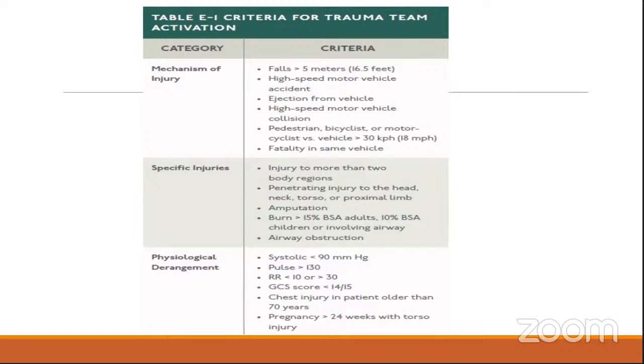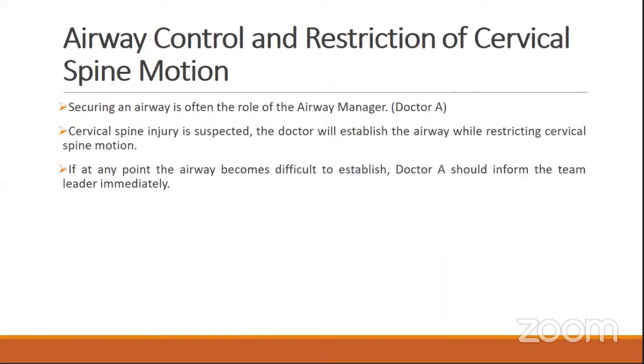Now, physiological derangement, for example, vital signs like systolic less than 90 mmHg, pulse 130, respiratory rate less than 10 or more than 30, GCS score if it is not normal, chest injuries in patients older than 70 years, pregnancy more than 24 weeks with torso injuries. Okay, this is the criteria for trauma team activation.